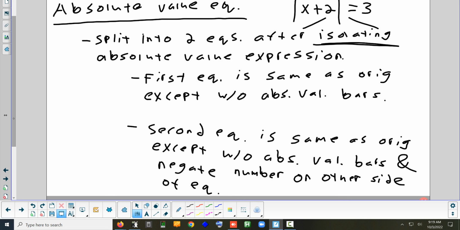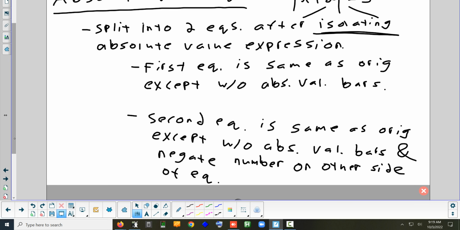So you do have to solve 2 equations, but the equations are usually pretty simple. They're not as complicated as that last one with distributive property. In fact, they usually never have distributive property. So the first one, just take away the bars. The second one, take away the bars and negate, or make the number on the other side a negative. I'm not actually going to solve that one, but we'll do another one like that.